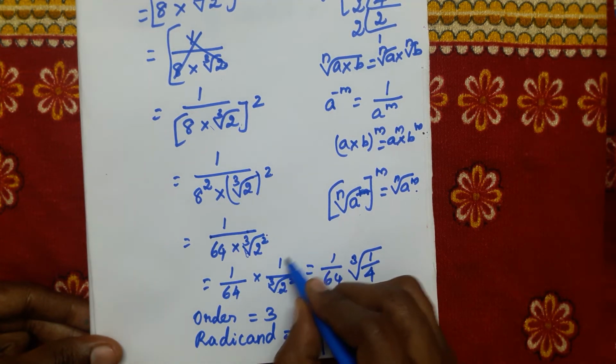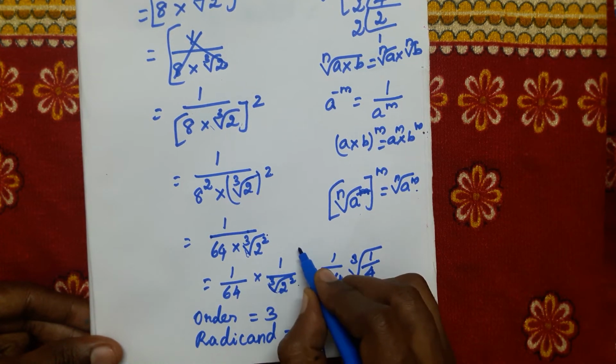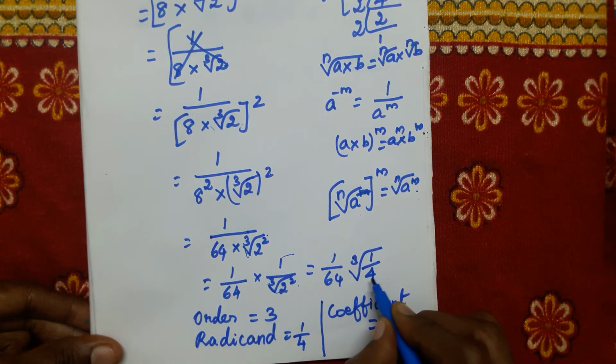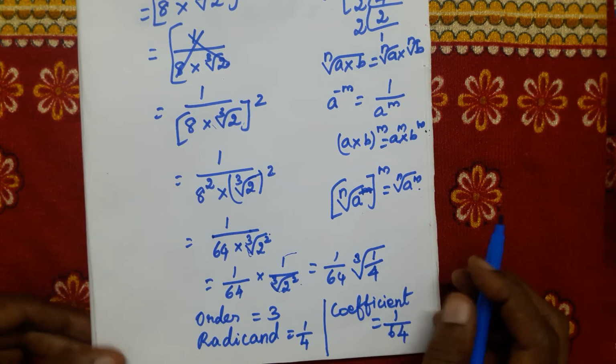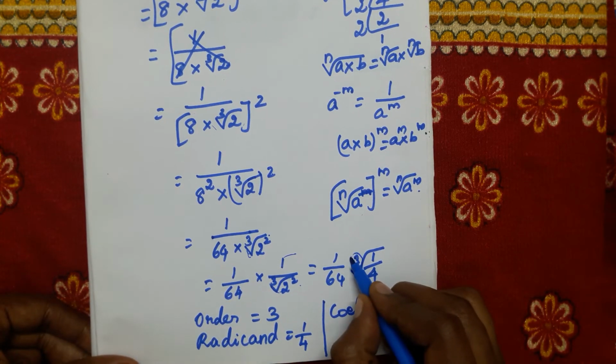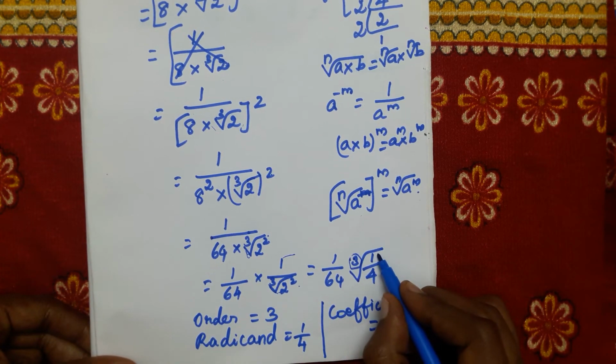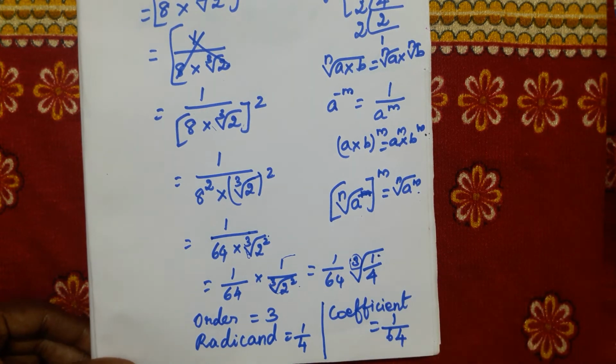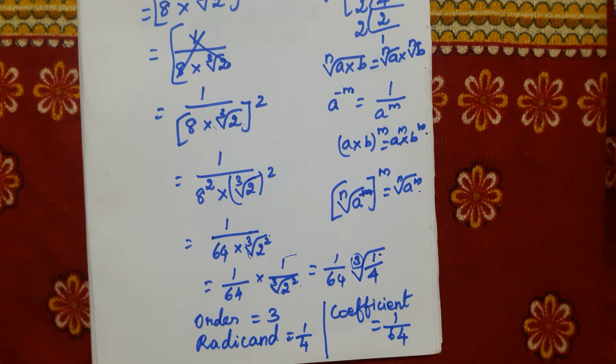This cube root we can write as the cube root of 4. Here, what's the order? Order is 3. Radicand is equal to 4. Coefficient is equal to 64. Have you all understood this? Okay.